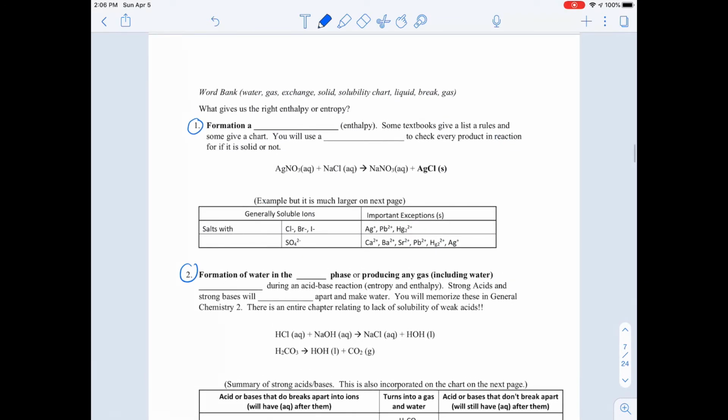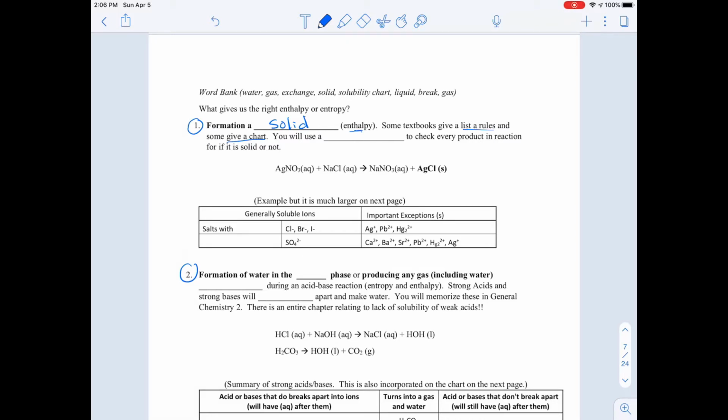One thing that will give us the right enthalpy is the formation of a solid. That's mostly an enthalpy thing. You have to do it on a case-by-case basis to see for sure which one it's doing. Some textbooks will give a list of rules, so if you are Googling this afterwards, our textbook gives it as a chart. I like the chart. I think it's less confusing than the rules, and we are going to show how to use the chart on the next page.